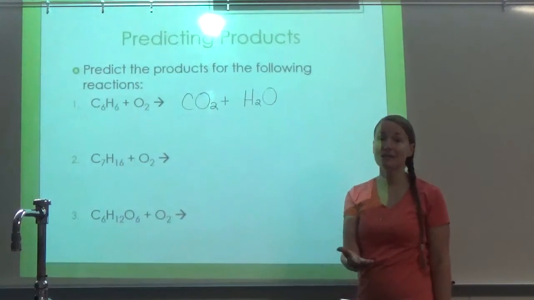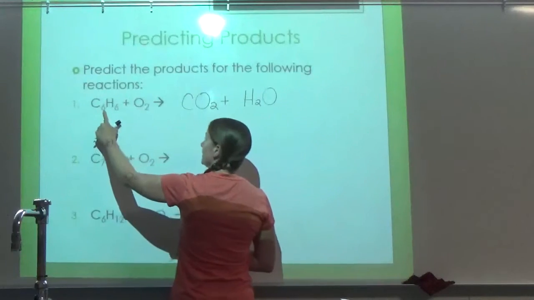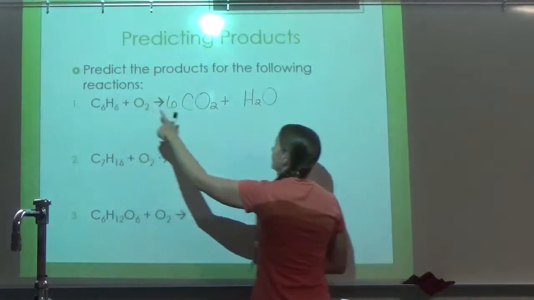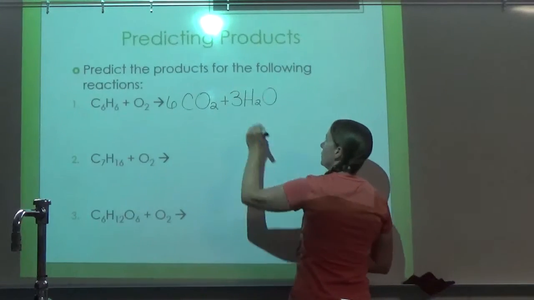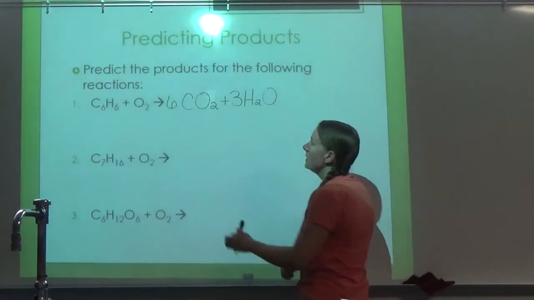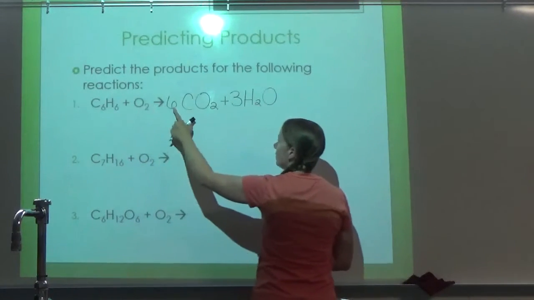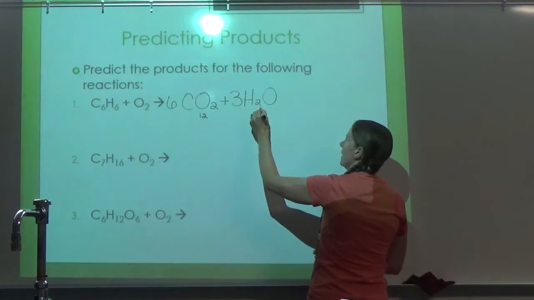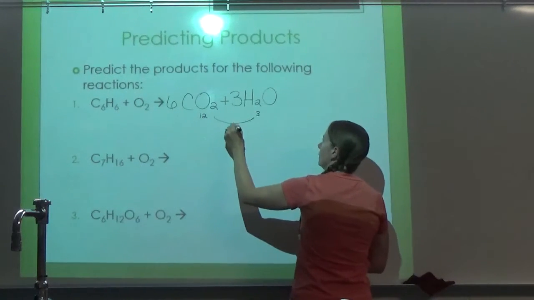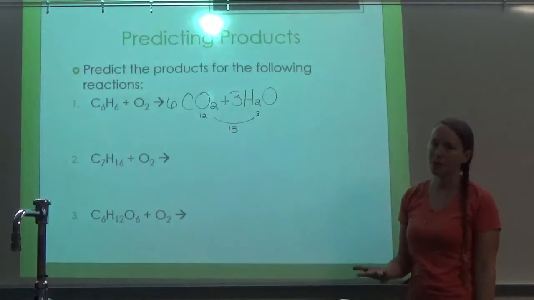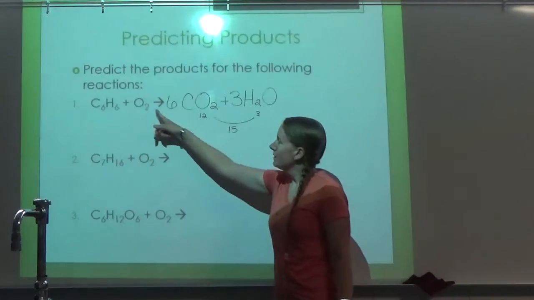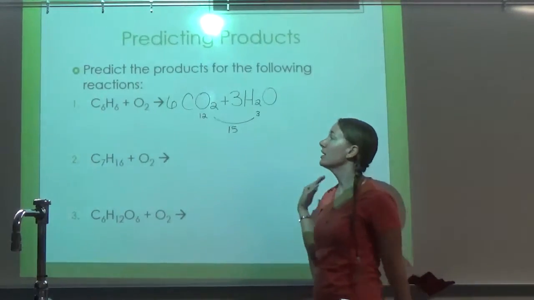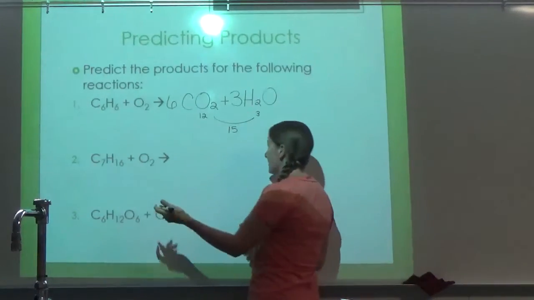The hardest part, like I said, is sometimes balancing. We have 6 carbons right here and 1 here, so I'm going to put a 6. We have 6 hydrogens here and 2 here, so 3 times 2 gives me 6. Now I have 2 oxygens here. Well, here I have 12 oxygens, but here I have 3 oxygens, for a total of 15. That's where the problem comes. So what times 2 gives me 15? Remember, you can use a calculator for these if you need one. You can always use a calculator in my class. But it's 7.5.